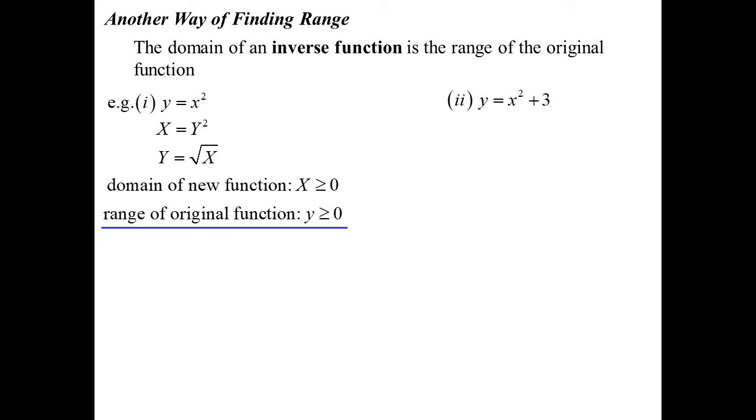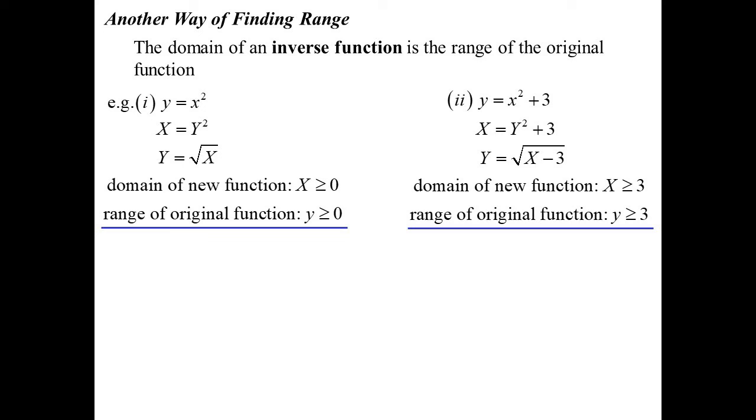Y equals x squared plus 3. Again, I'll swap the x and the y's around, but so I don't confuse myself, I'll make them capital so I know which one I'm talking about. That becomes y equals the square root of x minus 3. So the domain of the new function, or the inverse function, is x is greater than or equal to 3. Therefore, the range of the original one must have been y is greater than or equal to 3.